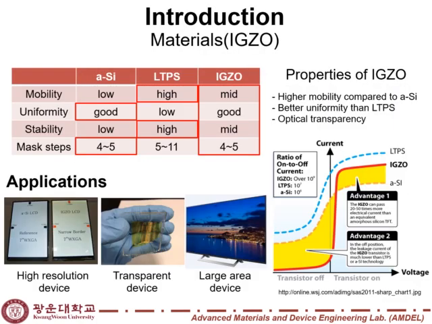Let's talk about material. IGGO has high mobility even at amorphous phase compared with silicon, better uniformity than LTPS, and optical transparency. Owing to these advantages, it has been applied in many devices as shown here.